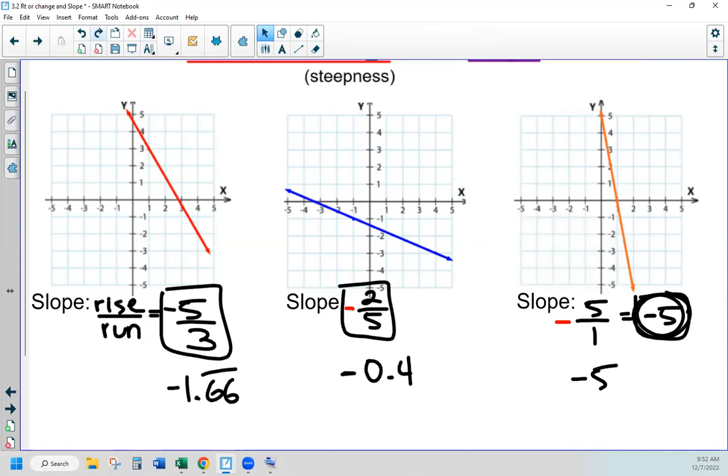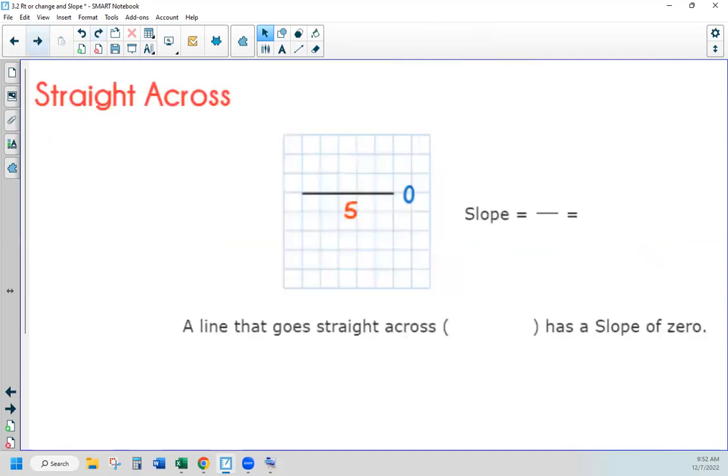And there you go. Look at the size of the number and look at how much your line is tilting. Okay. Put that information together. All right. What happens when our line is just straight across? Straight across lines are horizontal lines. Okay. They have a slope of 0. Why do horizontal lines have a slope of 0?